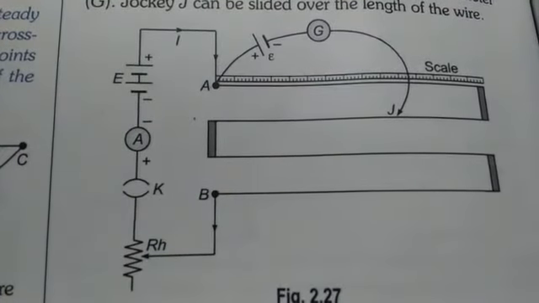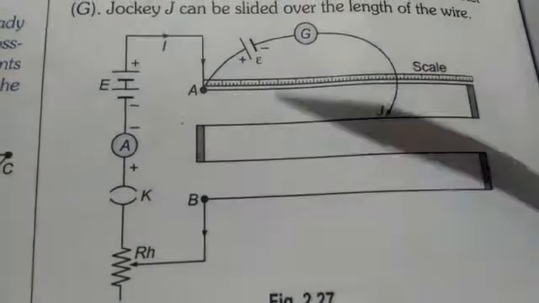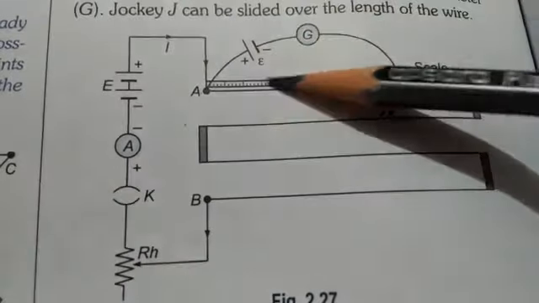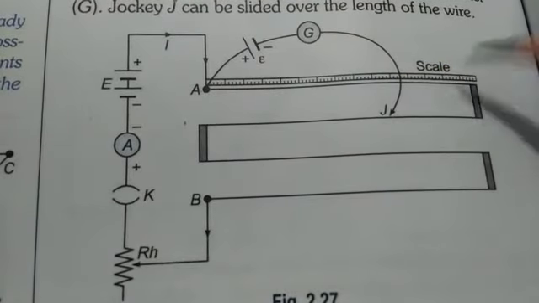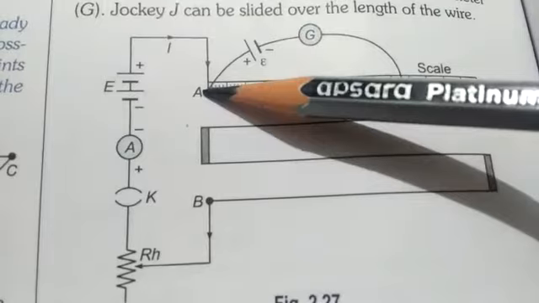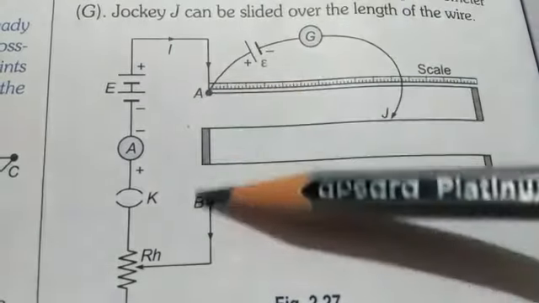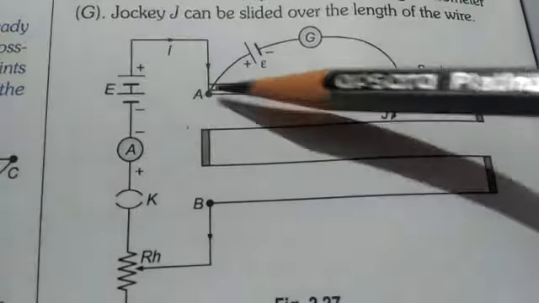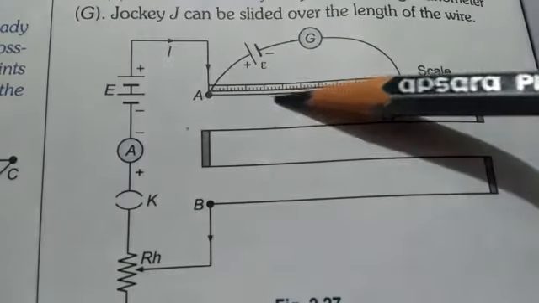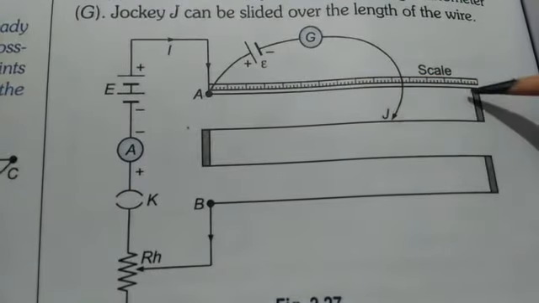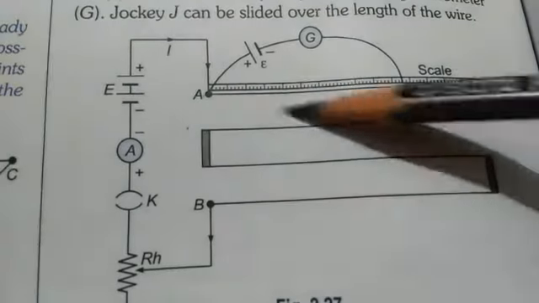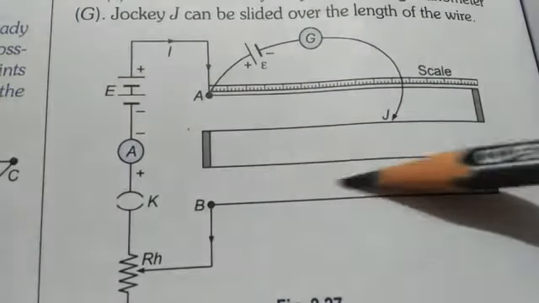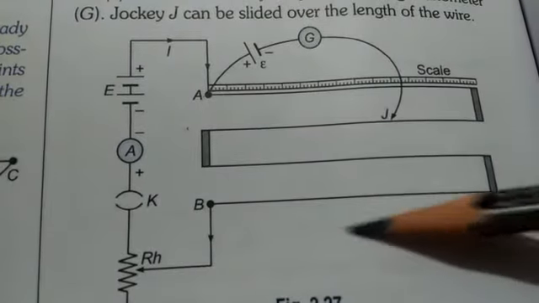Now let's see the construction of potentiometer. Here also you can see one scale is there, 1 meter scale you can see, and here 2 points are there, A and B. Between these 2 points wire is connected. Here you can see this wire, from A it will start, it comes till here, then from here till here, then from here till here, then from here till here.